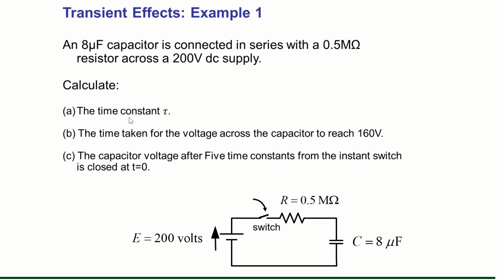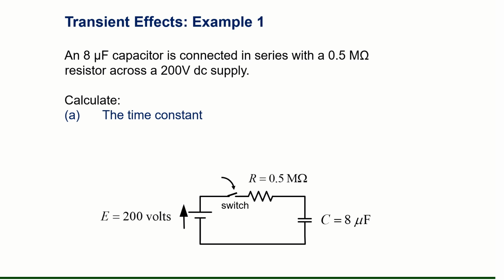The first part of the question asks for the time constant tau. You already know the formula for tau. Tau is the product of R and C. So here R value is 0.5 mega, 0.5 into 10 to the power of 6. C value is 8 micro, that means 8 into 10 to the power of minus 6. So if you calculate it, you will get this answer as 4 seconds. This is the first part of the question.